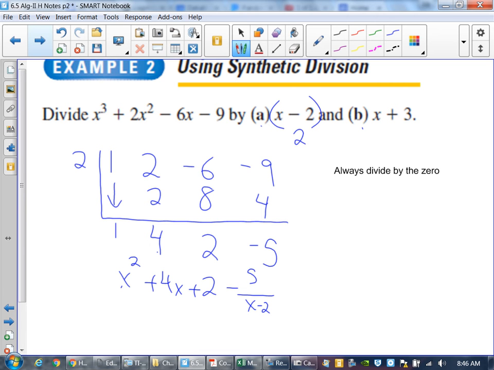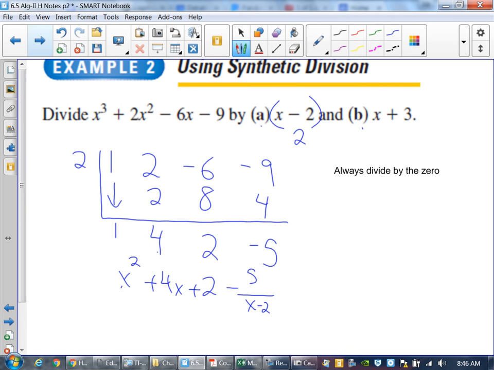Isn't that a lot faster than long division? Long division wasn't difficult, but this is really, really fast. Okay? Why would you put it over that? Because this was our remainder. If we didn't have a remainder, that last value would have been 0. Let's do the exact same.